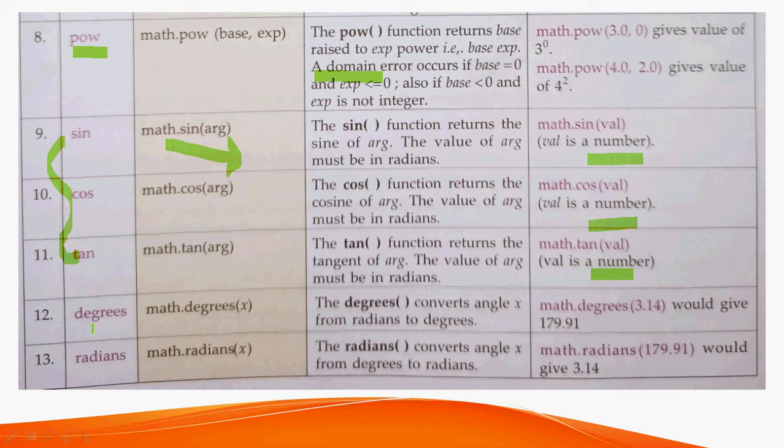Degree and radian. When an angle is given in degrees, it can be converted to radians using this function. If the angle is given in radian measure, then it can be converted to a degree angle using the degrees function. So the function names are degrees and radians. The degrees function will convert a radian angle to degrees, and the radians function will convert degrees to radians.